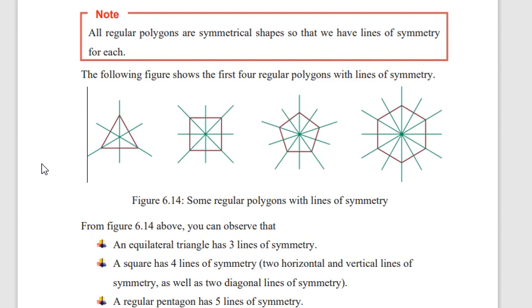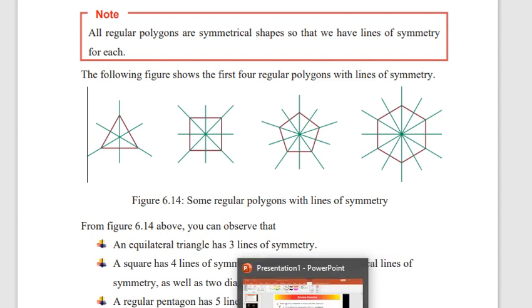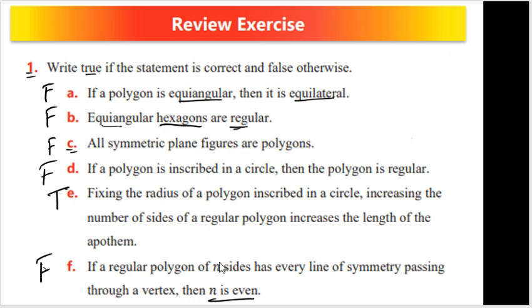But look again here, in the pentagon, all the lines of symmetry pass through the vertices. Therefore, if all the lines of symmetry pass through the vertices, that means the given polygon does not have an even number of sides, it must have an odd number of sides. These are the answers for the true false.